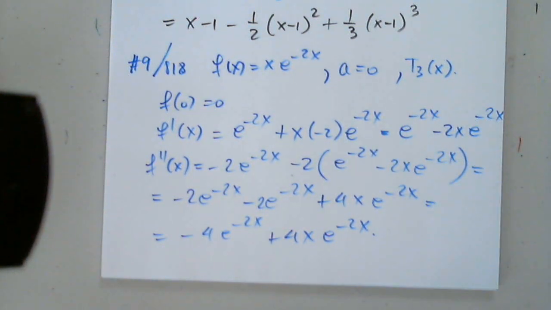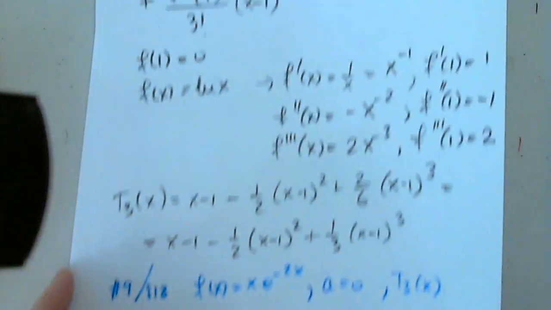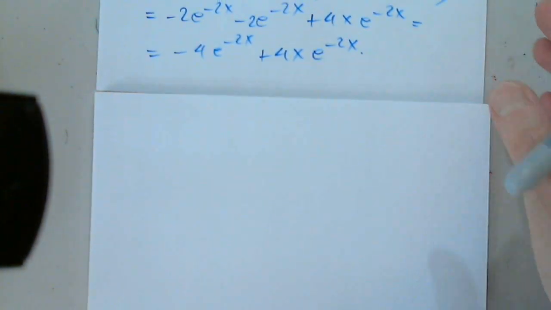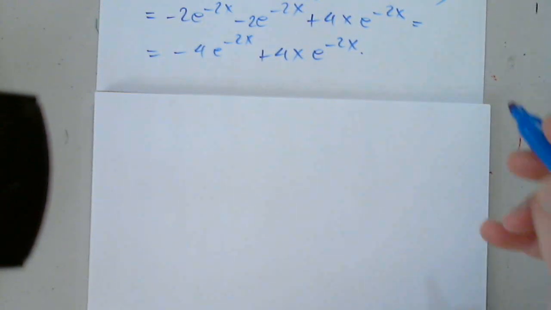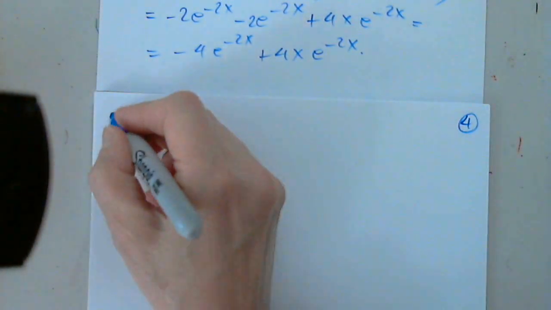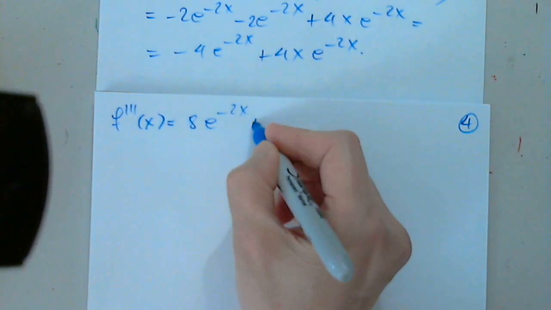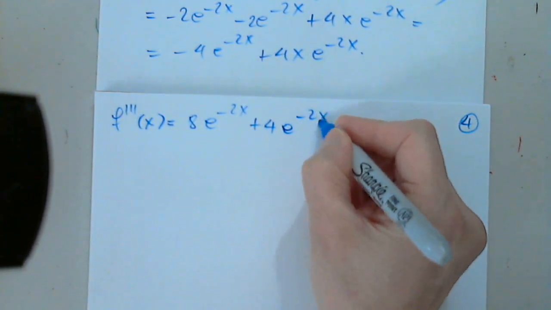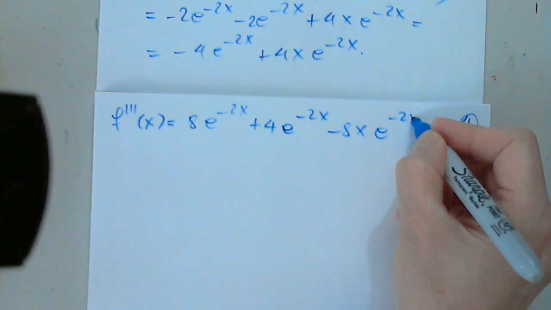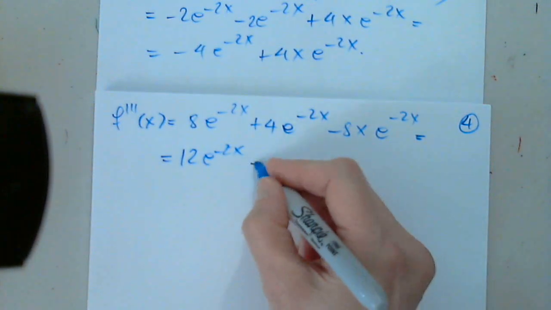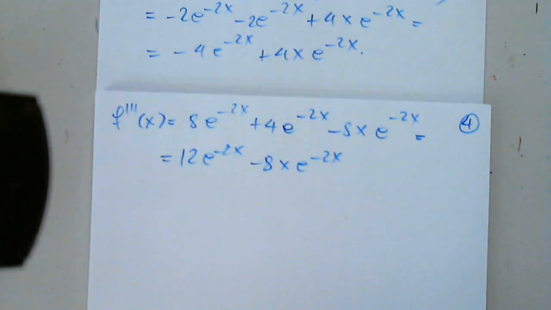Since it's t3, we have to find the third derivative as well. So let's find the third derivative. I'm going to move on to the next page. Let's see how we are on time. That's still good. Okay, the third derivative. So that will be 8 e to -2x plus 4 e to -2x minus 8x e to -2x. And this is 12 e to -2x minus 8x e to -2x.